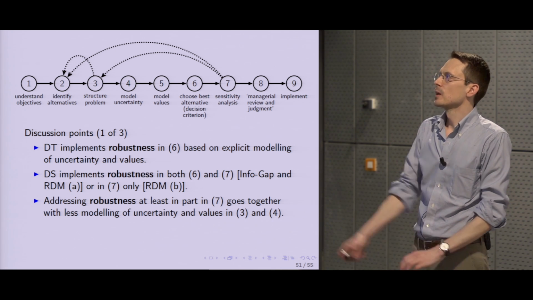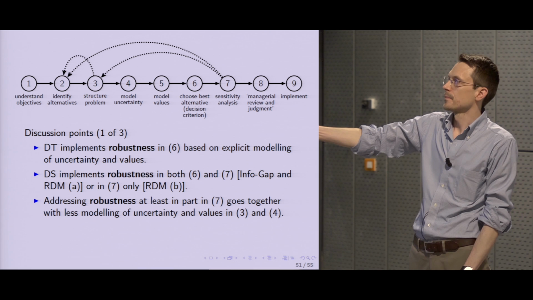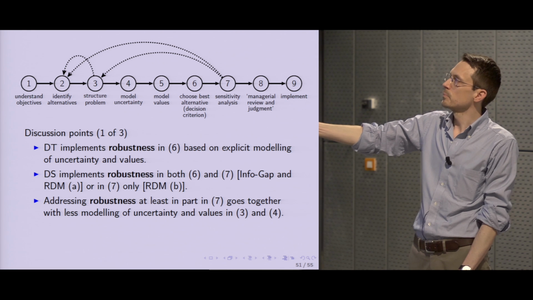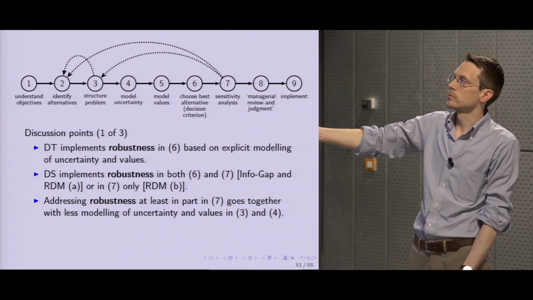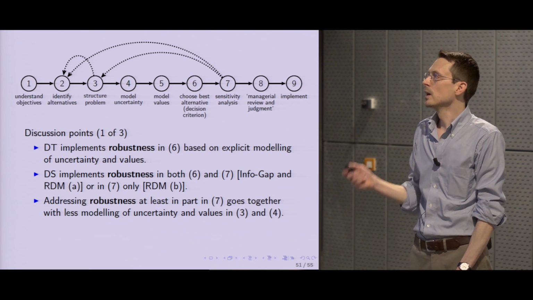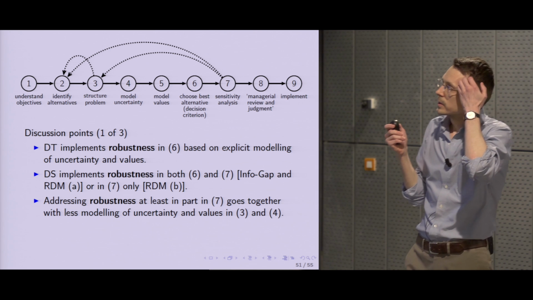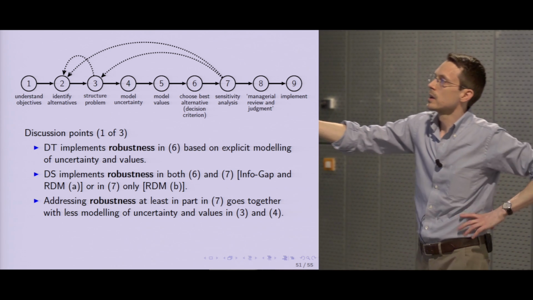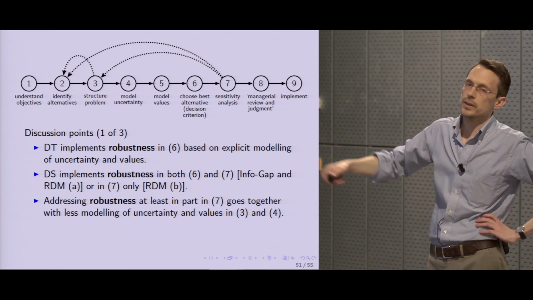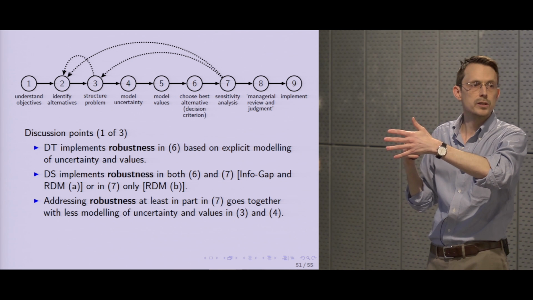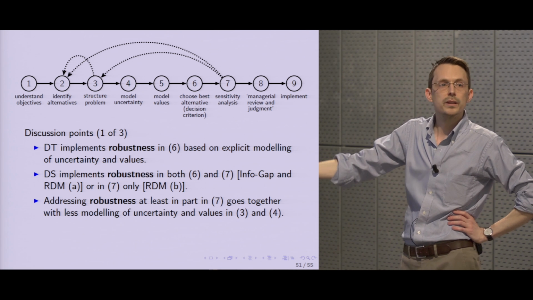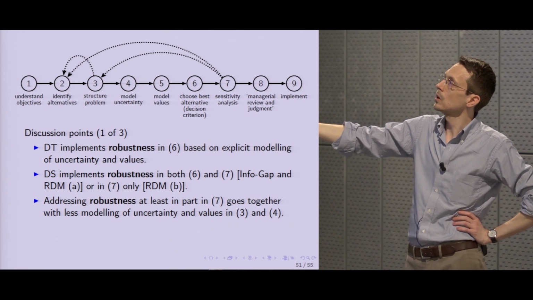Decision theory implements robustness in 6, encoded within a rule. And it does that based on explicit modeling of uncertainty and values at 4 and 5. That's the bit that it regulates. Decision support, in these examples at least, implements robustness in both 6 and 7. In the cases of InfoGap and RDM with that first weighted rule that I just very briefly glossed. Or in the case of RDM with the running the analysis backwards assessment method, it's all in 7.